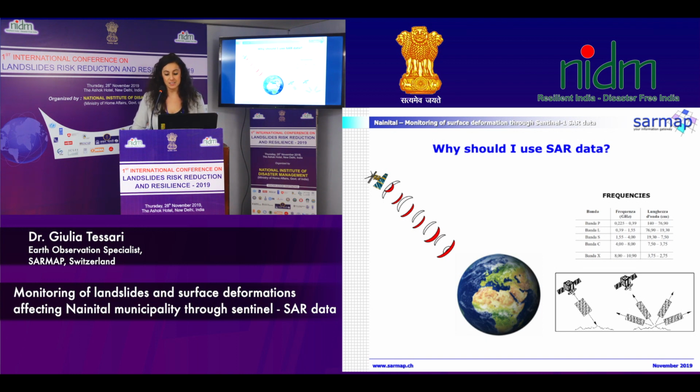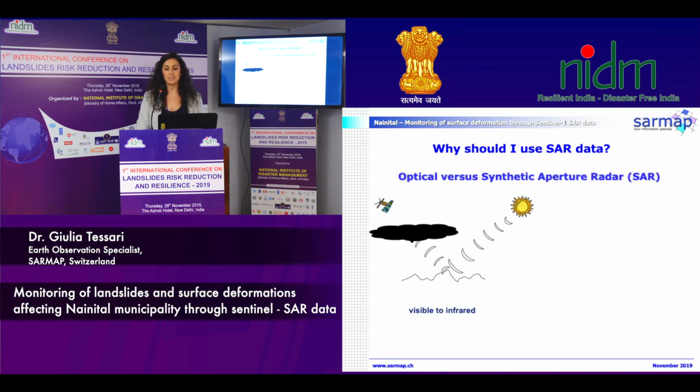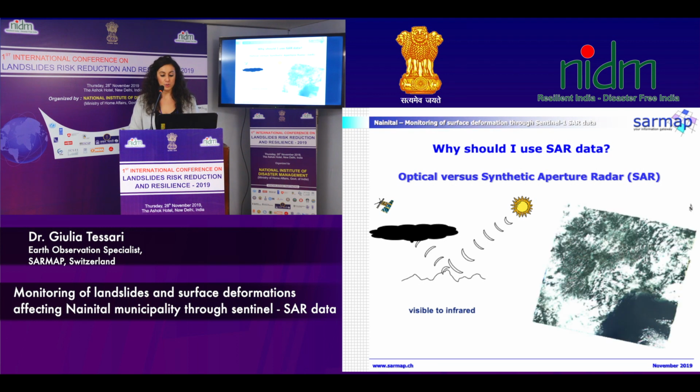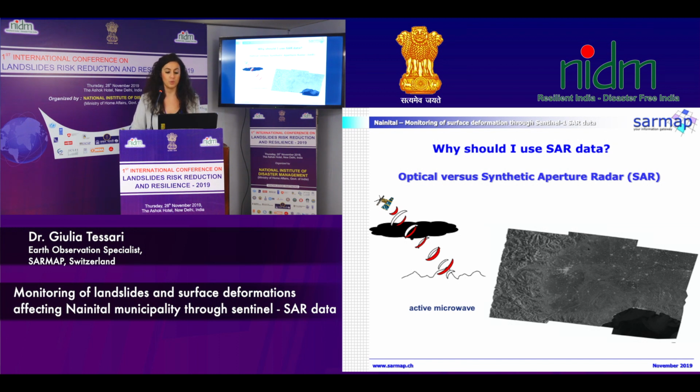So SAR data, which stands for synthetic aperture radar, are data that are acquired in the microwave band of the electromagnetic spectrum. They are acquiring in different bands. But what is most important is that they are not sensitive to any cloud cover. So compared to optical data, they can acquire in any day and night condition, and they can acquire even when clouds are there. You can see from this slide how clouds quite often are affecting optical data, while the corresponding radar data is not at all affected by cloud cover.